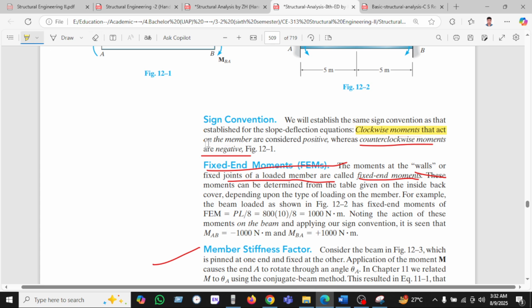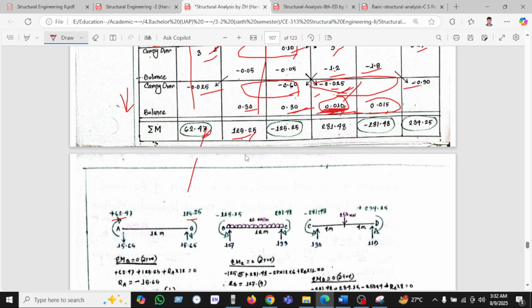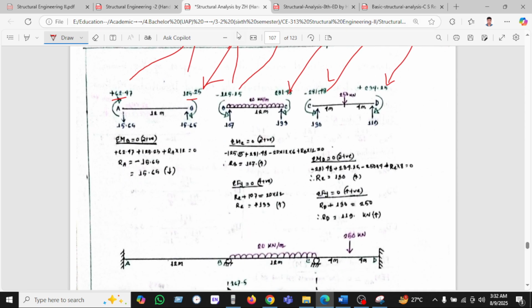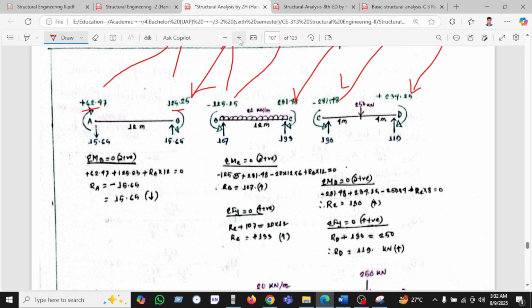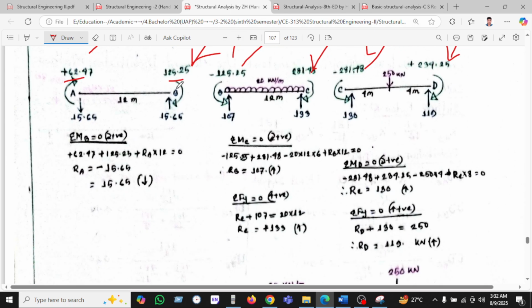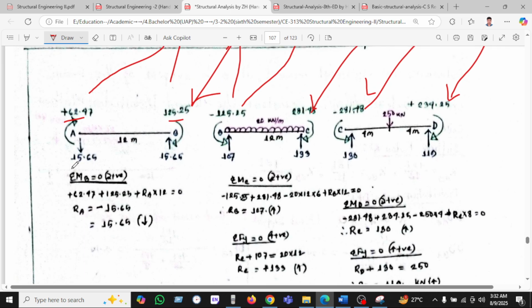So clockwise is considered positive. That's why we are taking the positive 125 here, and the negative 125 is anti-clockwise, and 281 is positive, and 281 negative, and 139 is positive. All the moments we have been drawing here. After drawing all the moments, what will we do after finding all the moments? Now we can find the reactions.